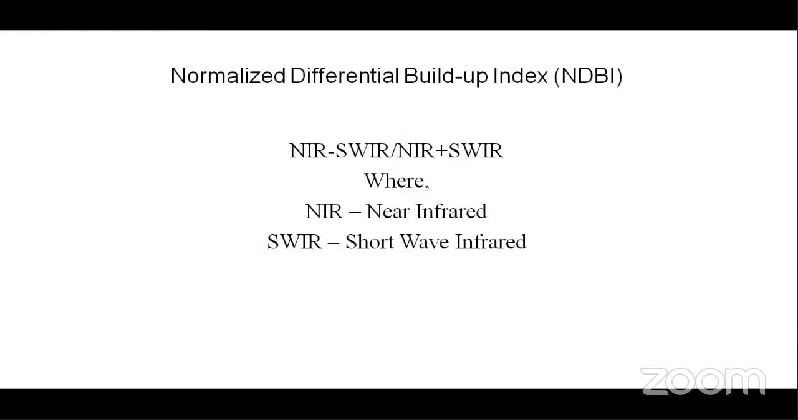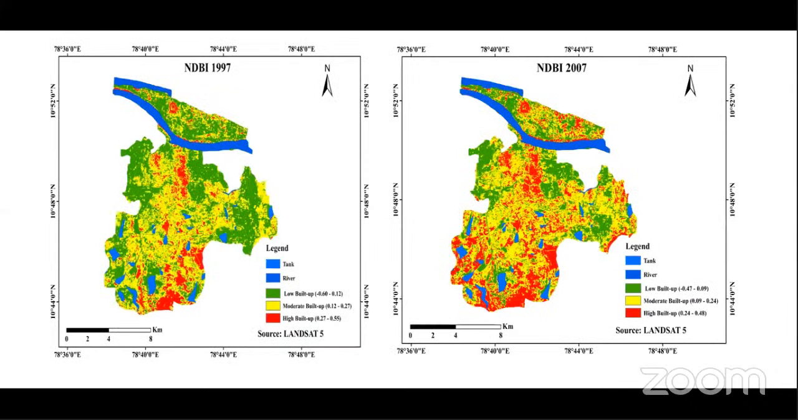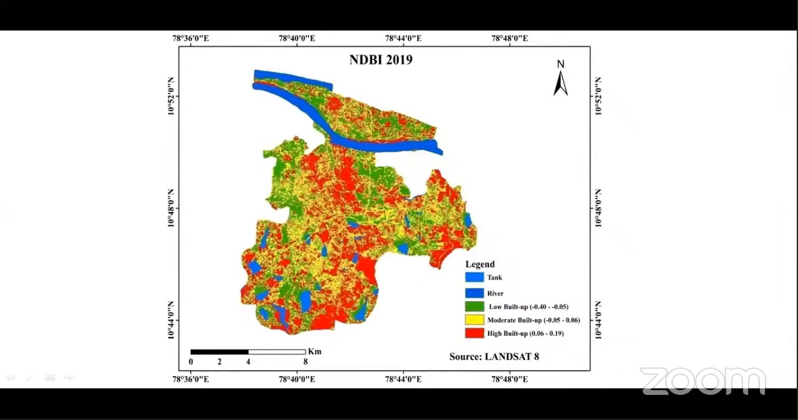Then NDBI, which is the normalized difference built-up index, is useful to map the urban built-up areas using this equation. Using Landsat 5, NDBI for 1997 and 2007 were created using that formula in the raster calculator in QGIS. This is NDBI for 1997, and that is the NDBI for 2007. Then this is NDBI for 2019. Landsat 8 data were used for this. Results of NDBI here show the maximum surface temperature in built-up areas, so urbanization is inducing much surface temperature variation.